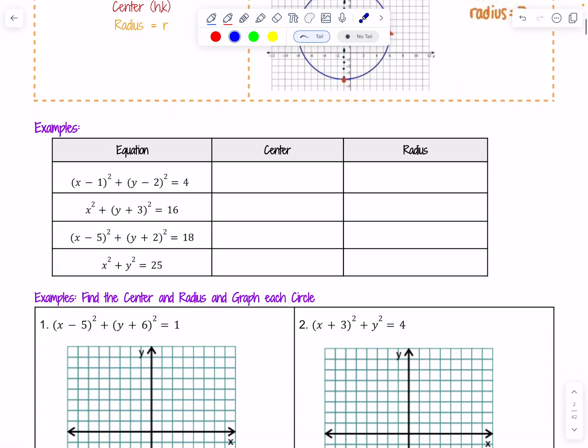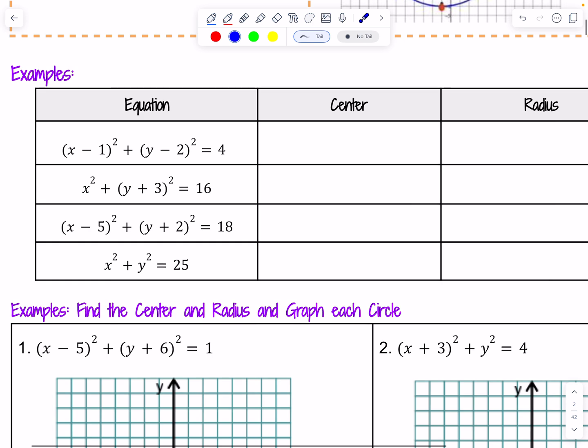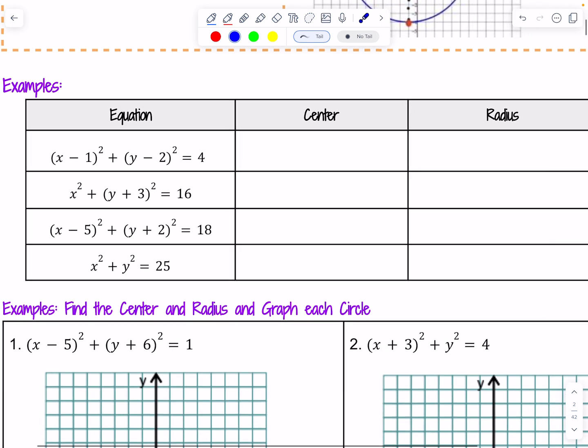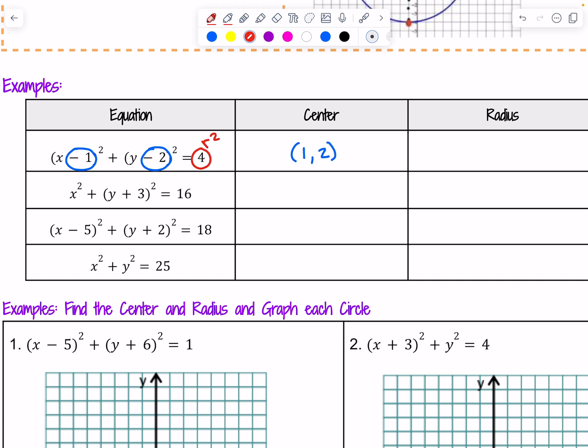Let's look at some examples of using the equation to pick out the center and the radius. For the first one, we have (x - 1)^2 + (y - 2)^2 = 4. The center point is going to be (1, 2). We just need to change those signs. The radius is going to come from the 4, but remember the 4 is r squared, so we take the square root of 4 and get a radius of 2.